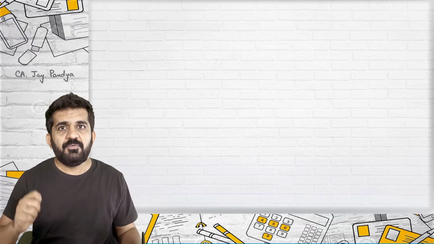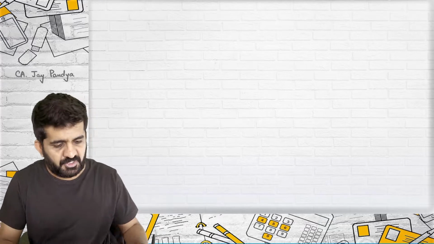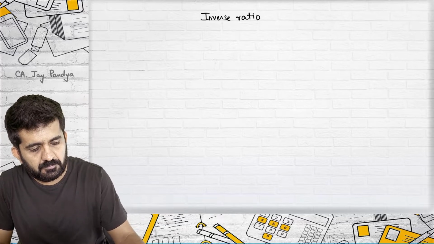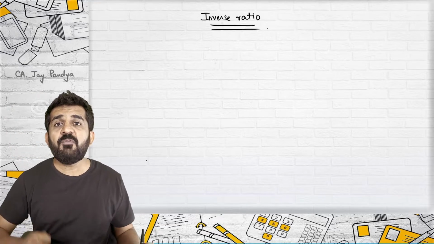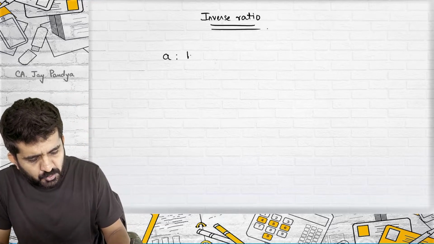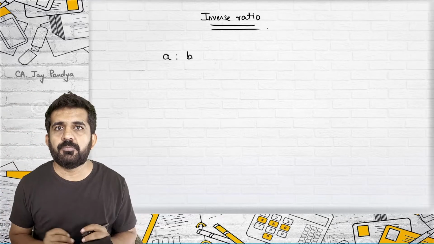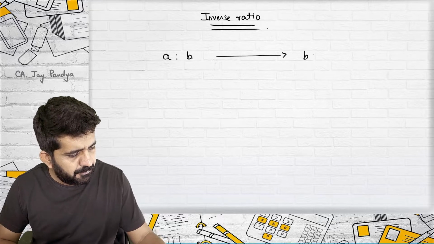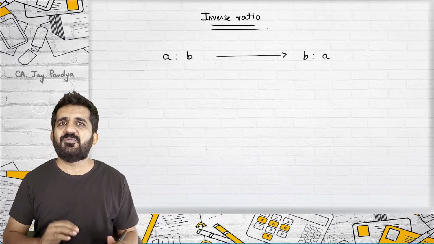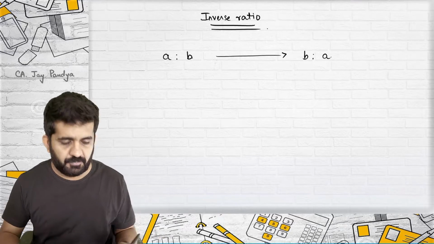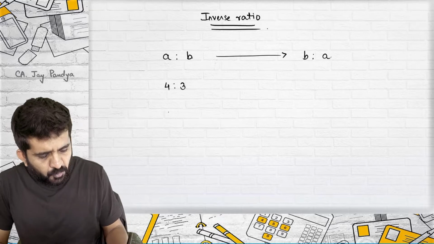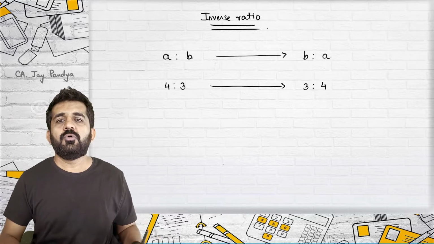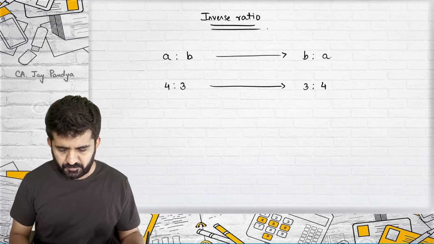Point number 2 is, we are going to learn the concept of inverse ratio. If I write down ratio as A is to B, this is my ratio. Inverse ratio of A is to B is nothing but B is to A. So first term will become second term and second term will become first term. So if I see a ratio 4 is to 3, inverse ratio of 4 is to 3 is 3 is to 4. Meaning of inverse ratio.